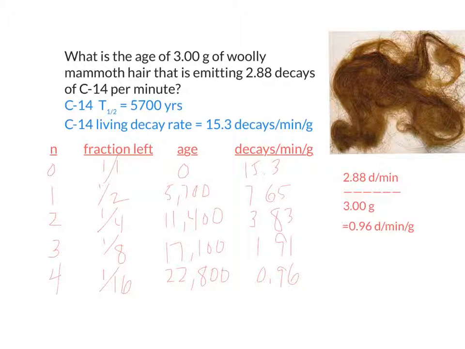So what this means is that we can make an assumption that our woolly mammoth hair is about 22,800 years old, and that is the answer.